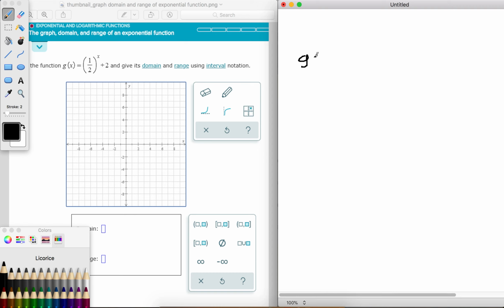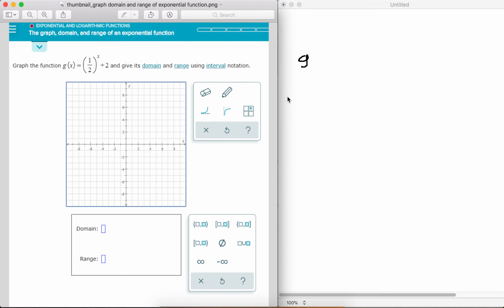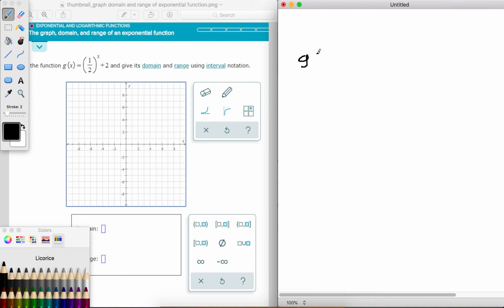So we got g of x. You can start, probably easiest is to plug in 0. So that's what this notation means. Instead of g of x, I put g of 0. That means everywhere where I see the x variable, I'm putting 0 in its place. So g of 0 equals 1/2 to the 0 power, which should be 1. 1 plus 2 makes 3.